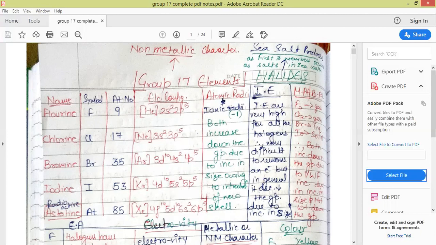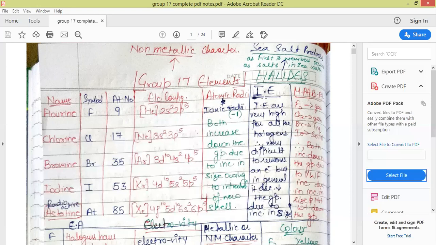Next is the ionization energy. Ionization energy is the energy required to remove the most loosely bound electron from an isolated gaseous atom. Ionization energies for this group are very high, as these have 7 electrons, so they would prefer to gain 1 electron instead of losing one. But as we move down the group, the ionization energies decrease because size is increasing, so it is becoming more and more easy to remove the electron with the supply of less energy. In case of iodine, ionization energy is less in comparison to that of fluorine.